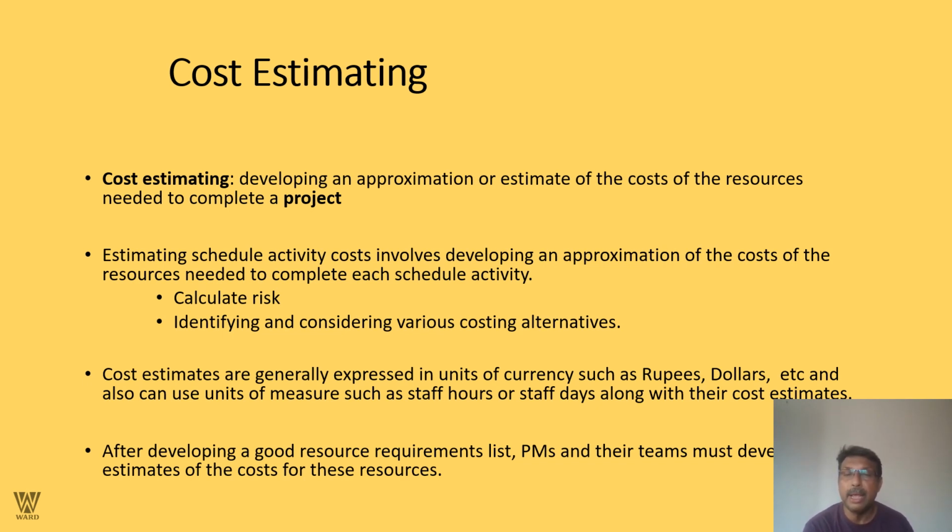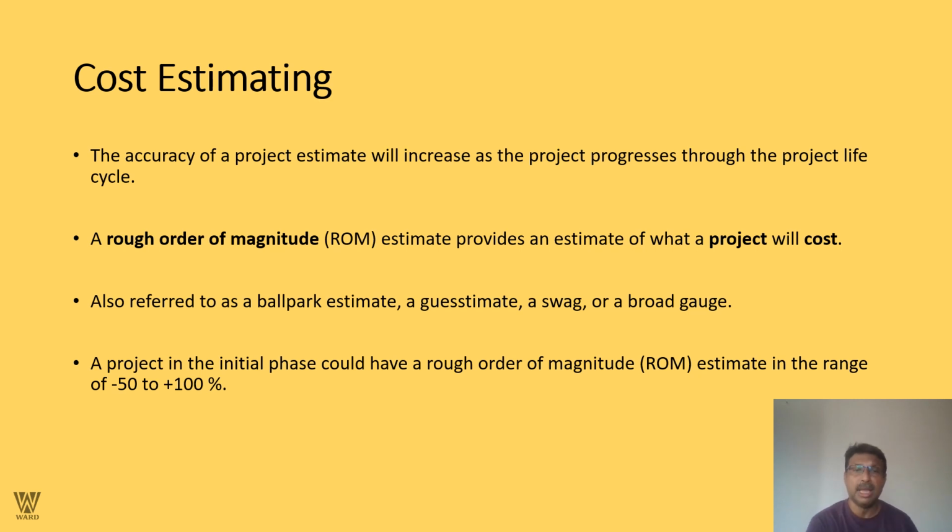After developing a good resource requirement, the project managers and their teams must develop several estimates of the cost for these resources. Estimating cost: the accuracy of the project estimate will increase as the project progresses over the life cycle of the project. The rough order of magnitude (ROM) estimate provides an estimate of what the project will entail as far as the cost is concerned. It is also referred to as a ballpark estimate, a guesstimate if I may say so, a SWAG, a broad gauge, just an idea. A project at the initial phase could have a rough order of magnitude estimate in the range of -50 to +100% altogether.